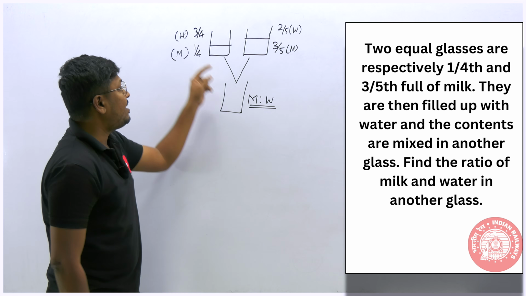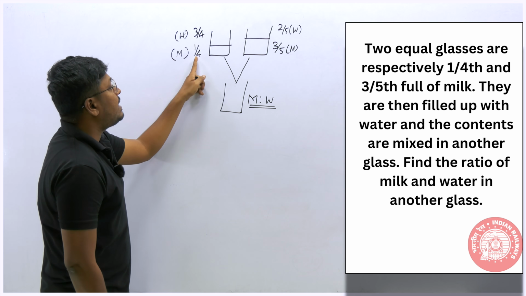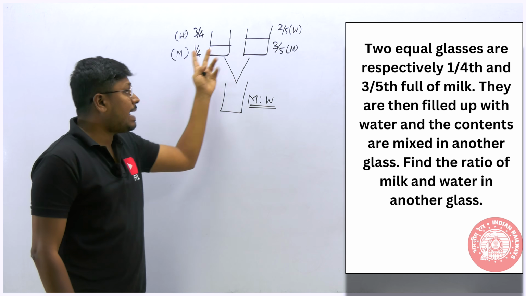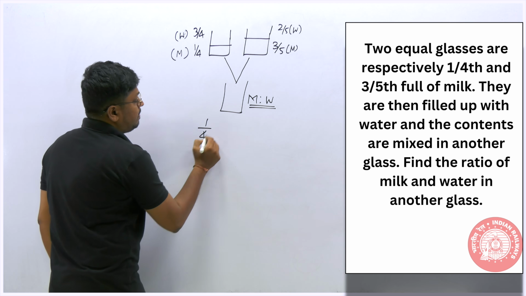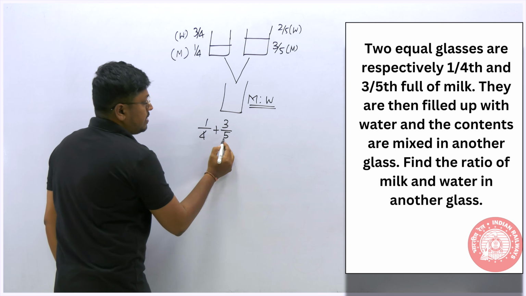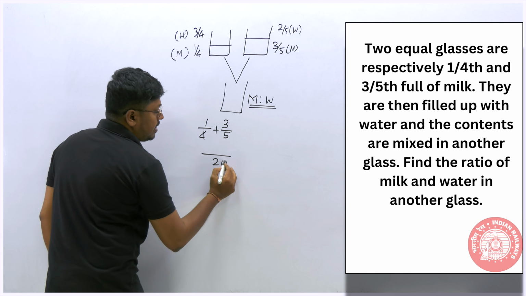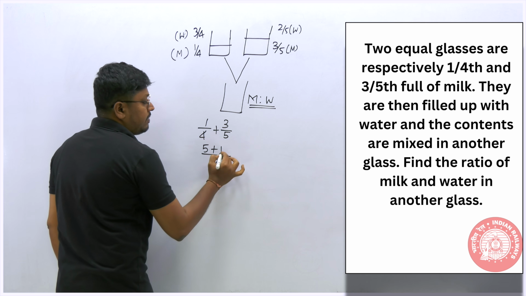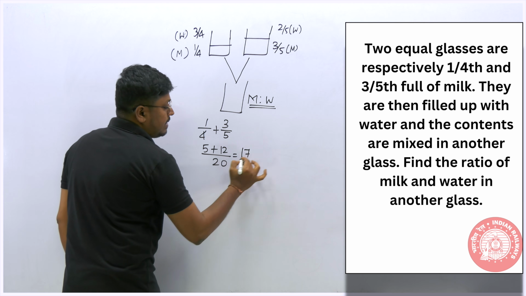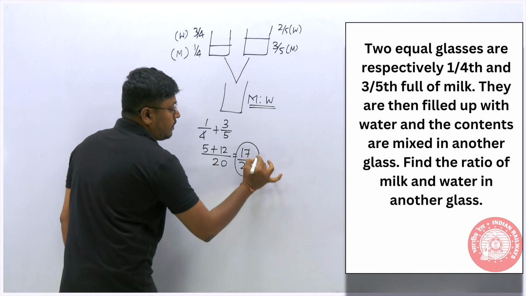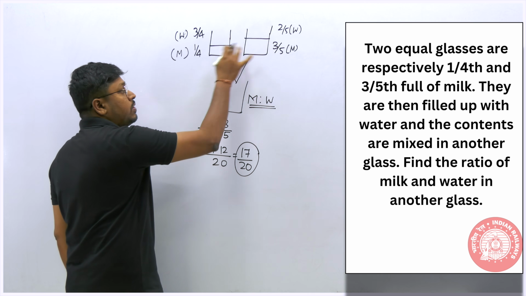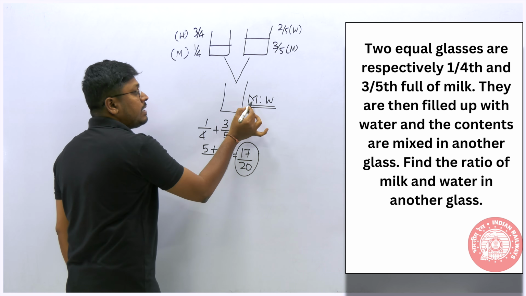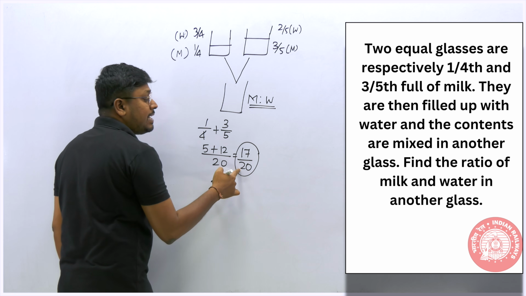Just understand, if the first glass contains milk 1/4 and the second glass contains milk 3/5, let's add the two values. So 1/4 plus 3/5. The resultant, we can take LCM as 20. 5 fours are 20, 4 fives are 20, so 5 plus 12 will be 17, so totally 17/20. They are adding the two mixtures into a single glass, so now I can say that the milk will be in the ratio 17/20.